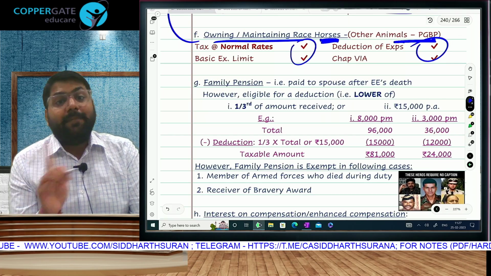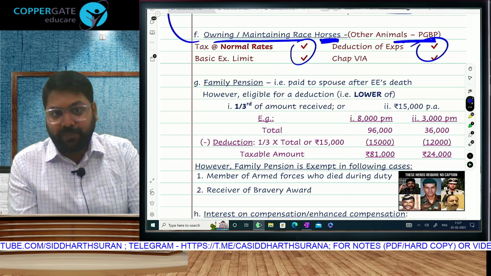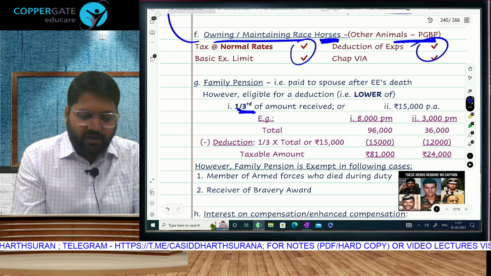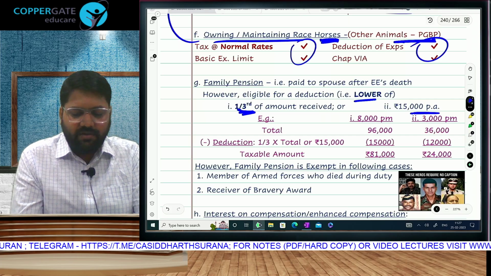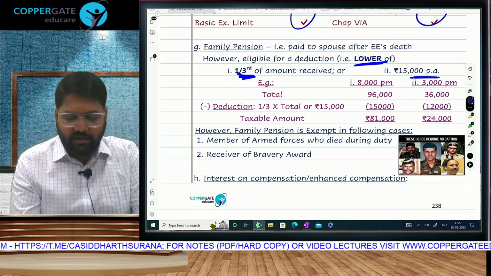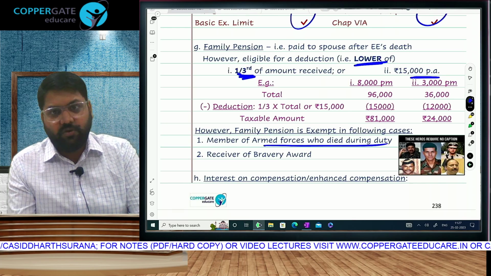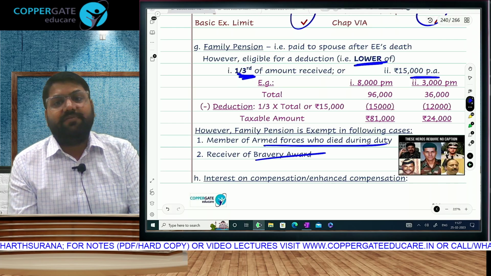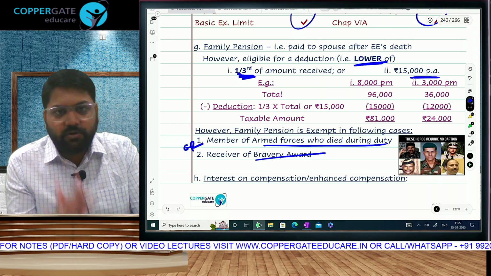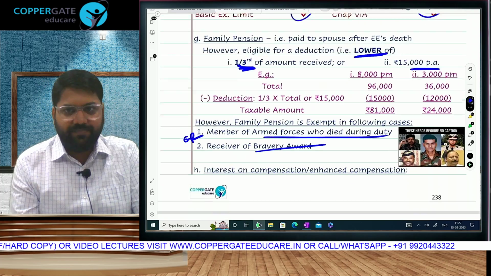If you have any family pension paid to the employee's spouse after the death, then that will be IFOS, because the spouse does not have an employer-employee relationship. However, here we get deduction, 1/3 of the amount received or 15,000 per annum, whichever is lower. However, family pension of those who died during duty, members of armed forces including paramilitary, and if you were a receiver of bravery award, even if you have not died, it is any of them. If you die, then whether you receive award or not, it will be exempt. And if you receive award, whether you die or not, it will be exempt.